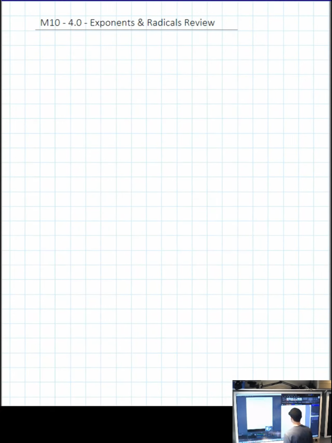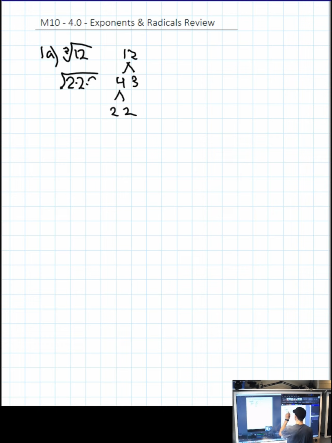Okay, so exponents and radicals review, number 1A. Let's simplify the square root of 12. The first thing we're going to do is a prime factorization on the 12, and we're going to get 4 times 3, and 2 times 2. So we're going to take these numbers that multiply together to make 12 and write them underneath the square root. So we're going to have the square root of 2 times 2 times 3.